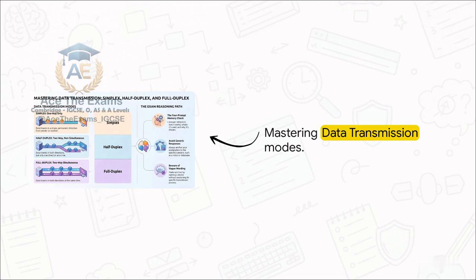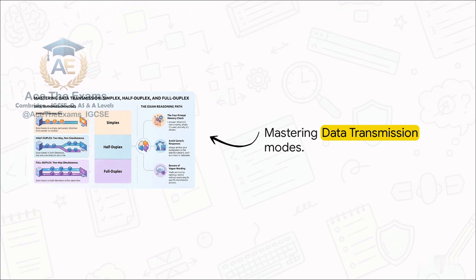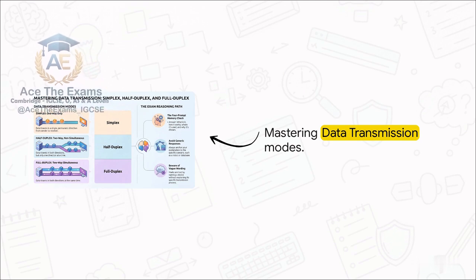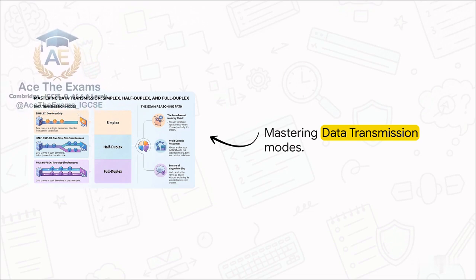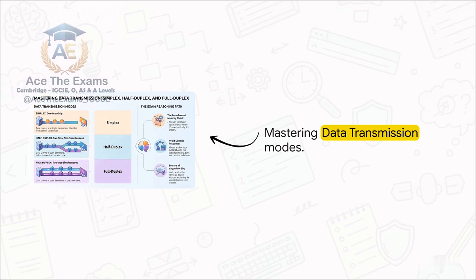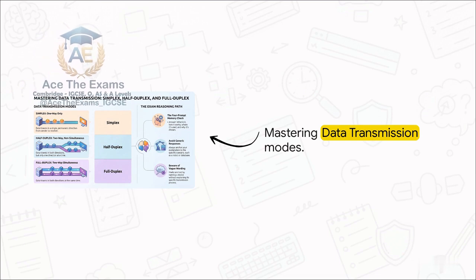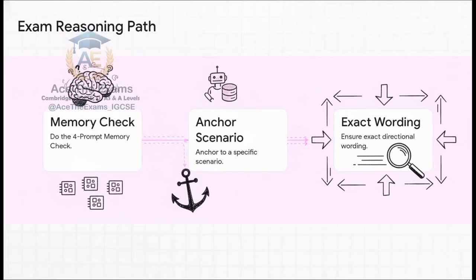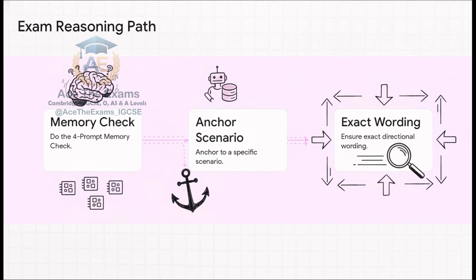Then we've got half-duplex. This is two-way but non-simultaneous. Data travels in both directions but crucially only one direction at a time, kind of like a walkie-talkie. Finally, full duplex is two-way simultaneous, meaning data travels in both directions at the exact same time, like your broadband internet connection. So how do you shape those definitions into an exam-ready response?